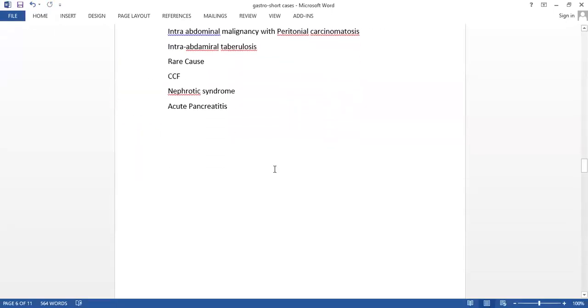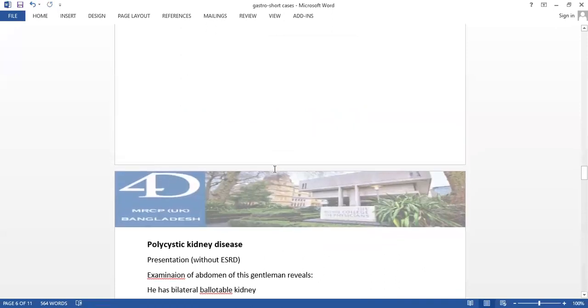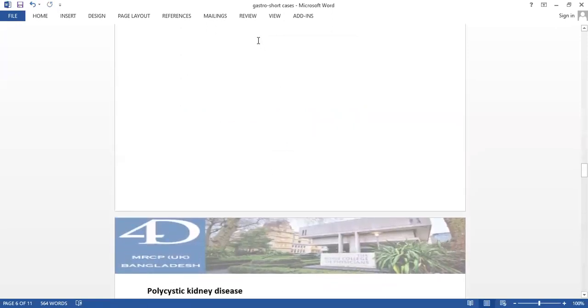Okay, now move on. Another case, polycystic kidney disease. This is also a common case in Indian centers like Chennai or Hyderabad. So you need to prepare yourself for this. So I can ask one, Dr. Noyon, are you there? Yes, sir. Can you present a case of polycystic kidney disease?